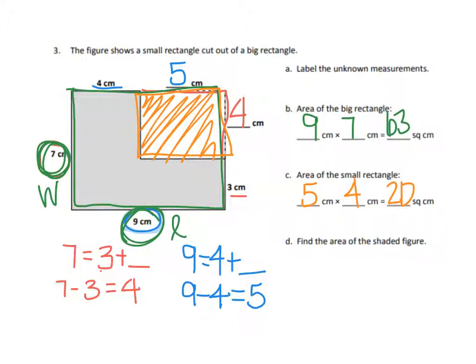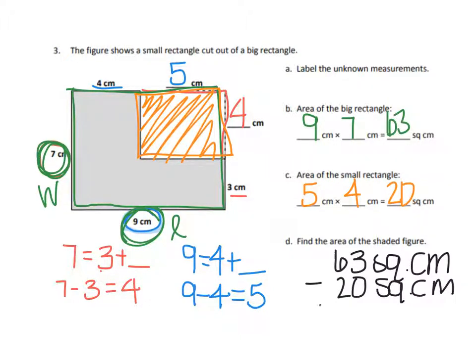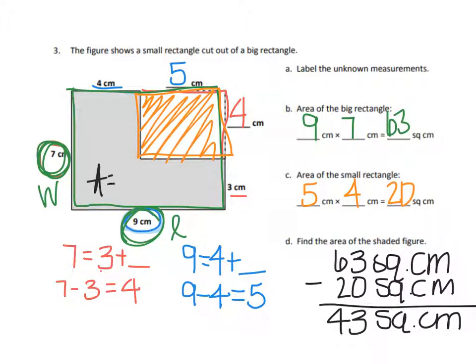Now, in order to find the area of the shaded figure, I need to take the area of the big rectangle, which was 63 square centimeters, and subtract 20 square centimeters. So 3 minus 0 is 3, and 6 minus 2 is 4. So that means that the area of the shaded figure is 43 square centimeters.